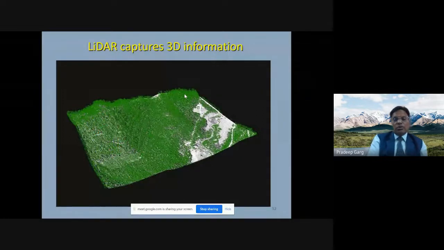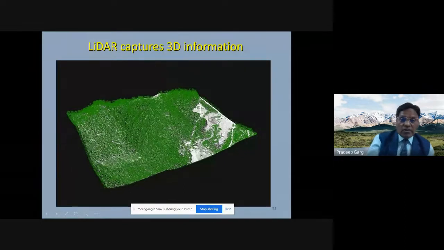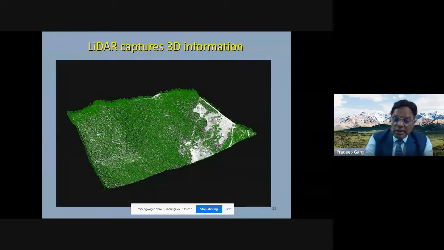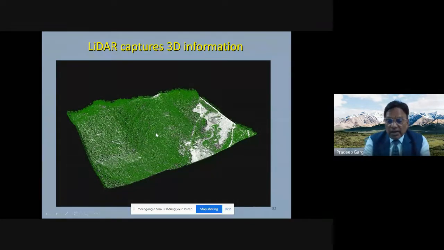But if you want to do a 3D kind of a study, this is a 3D data. Green area is all the forested area. The white area is all that sandy area, riverine areas are there. So if you want to see individual feature and height of the feature, this is LiDAR data for a small area, and I will blow it up.